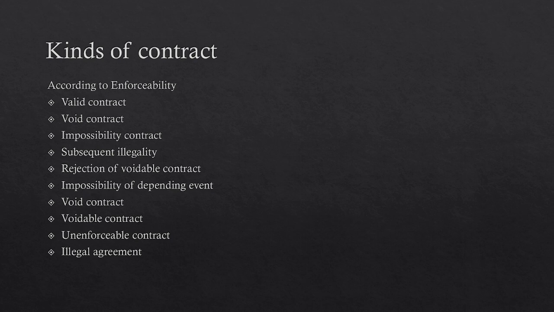Subsequent illegality. A contract becomes void by subsequent illegality. If a contract is made between two parties, but before the performance of the contract, a new law makes the implementation of the contract illegal, the contract becomes void. Example: C agrees to sell bags of wheat to B. Before delivery of the wheat, the government puts a ban on private trade of wheat. The contract becomes void.